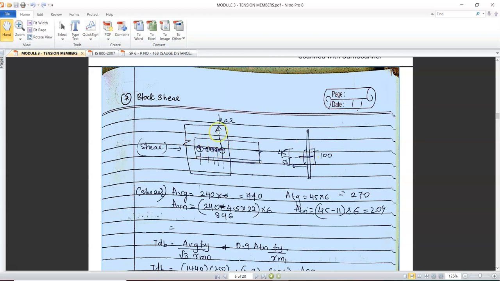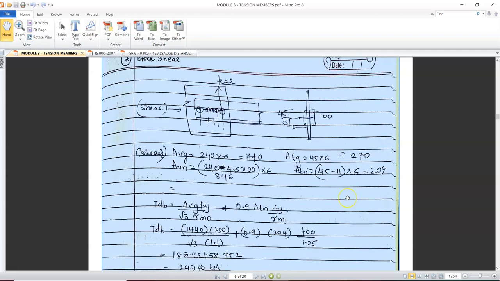The figures are very important here. Unless you draw the correct figure, we will not be able to visualize or understand these calculations. From this center to the toe of the angle. Now as per SP6, from here to the heel is 60 and from here to the toe is 40. These have to be corrected. Now the area in tension will be 40 into 6, and the net area under tension will be 40 minus, since we have taken the center, only the half bolt hole, that is 0.5 into 22. So this will be the net area under tension.